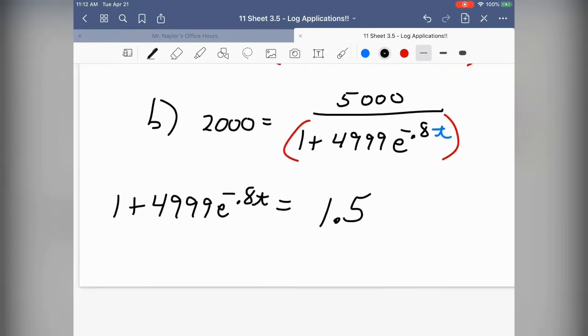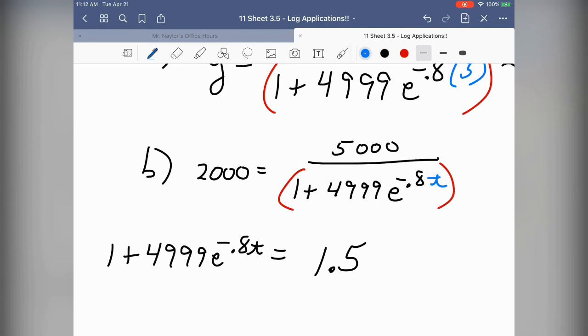And then we're at a pretty familiar place, right? You know that you're going to subtract 1. You know that you're going to divide this 4,999 number, and eventually we end up using an ln. And that'll get you your t value, which you can see that they gave a pretty close approximation there to be right around 10 days. Now, that's the algebra method.